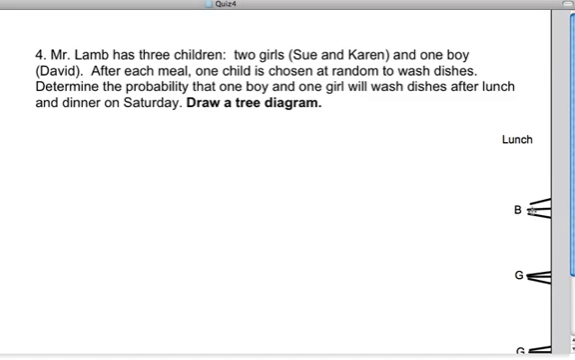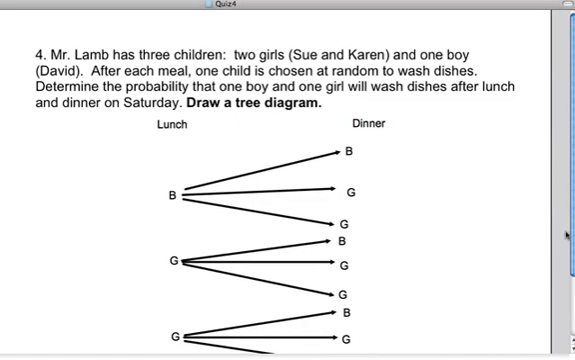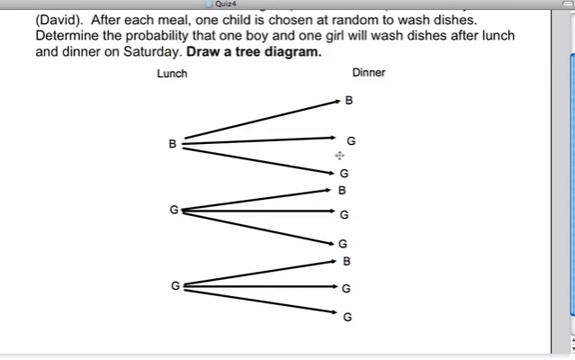So here's our tree diagram, and it's really important that you try drawing this when you answer problems like this. So the key here is, what is the probability that 1 boy and 1 girl will wash the dishes? At lunch, if they're drawn at random, we can have a boy or a girl or the other girl. So this is Sue and this is Karen, or vice versa, and this is David. At dinner, again, the names are chosen at random. So David could end up doing the dishes again, or it could be one of the other 2 girls. And so there are 9 possible outcomes.